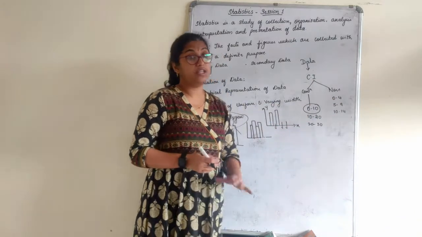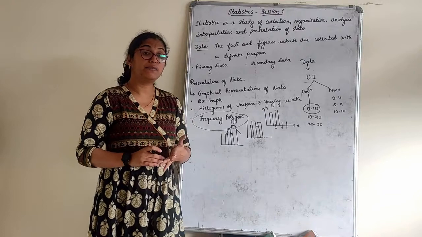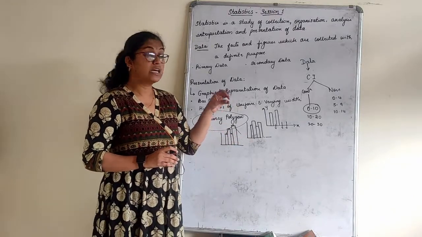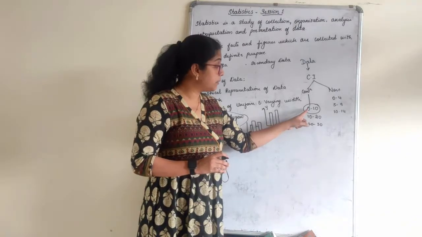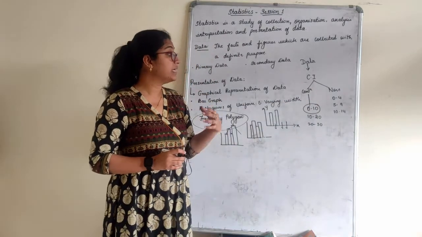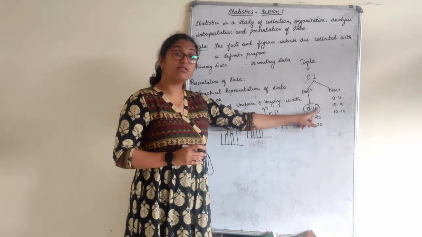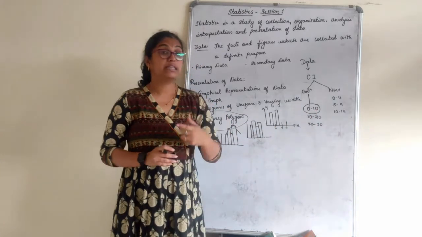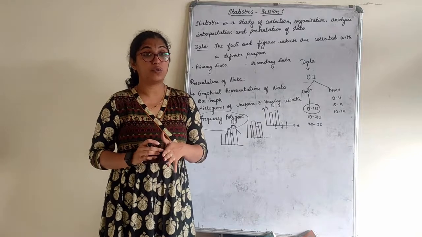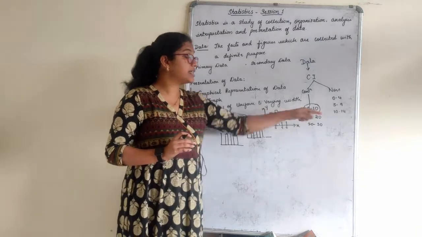Basically, frequency we understood as the number of times a score is repeating. Apart from that, we have a class mark. Class mark is nothing but the midpoint of the given class interval. That is one thing. The next thing, this part is called a lower limit and this is called an upper limit. Next, one more important thing you have to know is the class width, the size of the class interval.